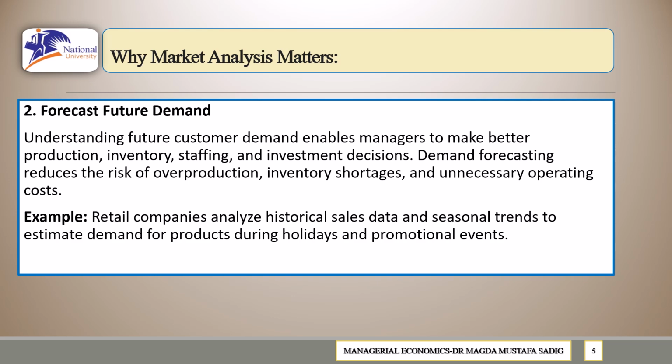For example, retail stores increase inventory because of major shopping seasons such as Christmas, Black Friday, or Eid holidays. This is because historical data consistently show higher consumer demand during these periods. Airlines also forecast passenger demand. Hotels forecast tourist arrivals. Manufacturers forecast product demand before increasing production capacity.